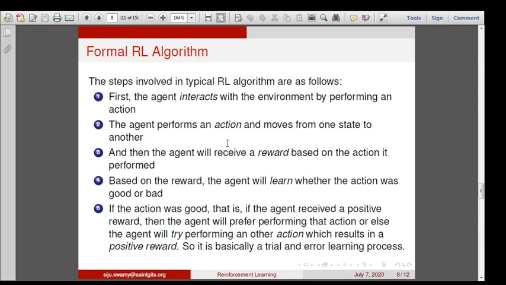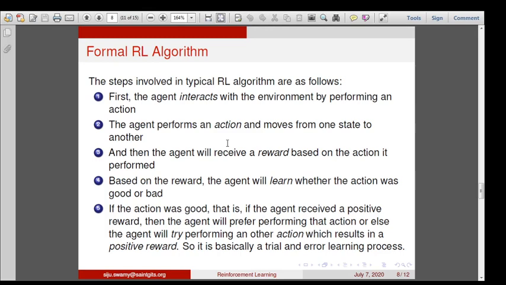So formally, the reinforcement learning algorithm can be written in 5 simple steps. First, the agent interacts with the environment by performing an action. Here, stepping a foot in the forward direction is considered a primitive action. In our example, the agent performs an action and moves from one state to another. And the agent will receive a reward, a stimulus based on the action it performed.